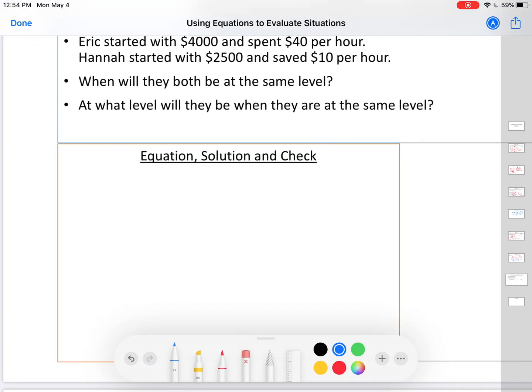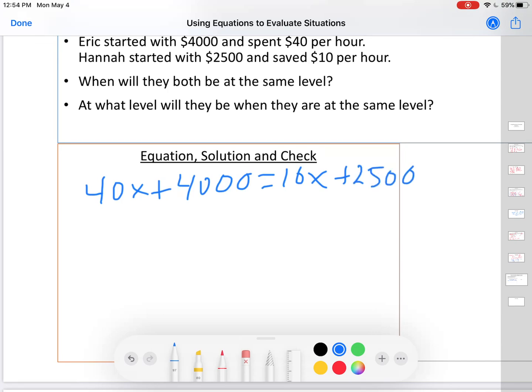Okay, good. Eric, 40x plus 4,000. Want it to be equal to Hannah, 10x plus 2,500. But that's wrong, because is 40 positive? No. He's spending money. 40 is negative. So there's the equation: negative 40x plus 4,000 equals 10x plus 2,500. Just going to clean that up.